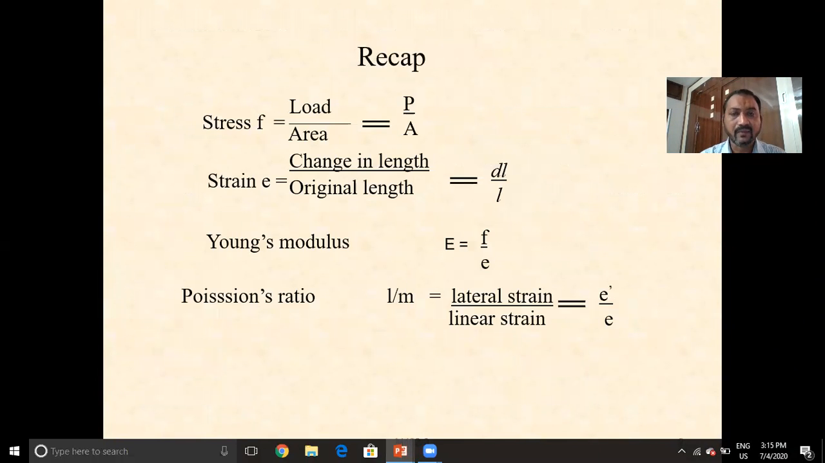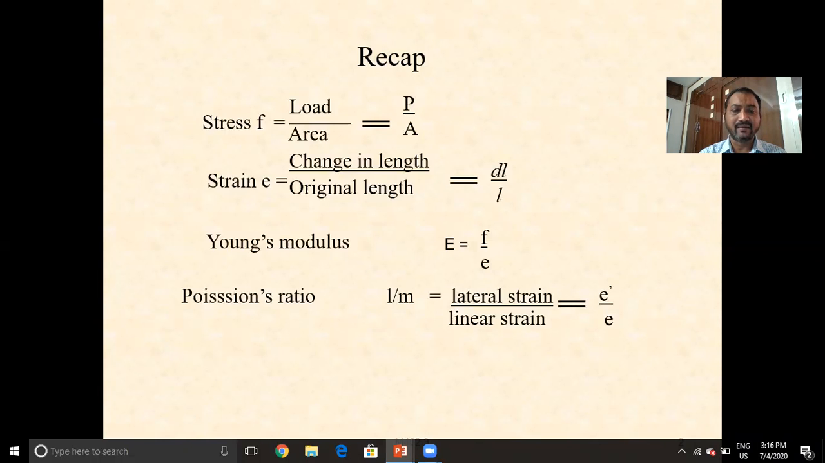Here, for recapping the previous class, the formula for stress is load by area. Stress is defined as the load acting on a body per unit area. Stress f is equal to P by A.